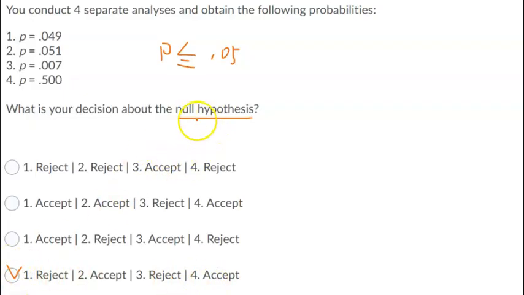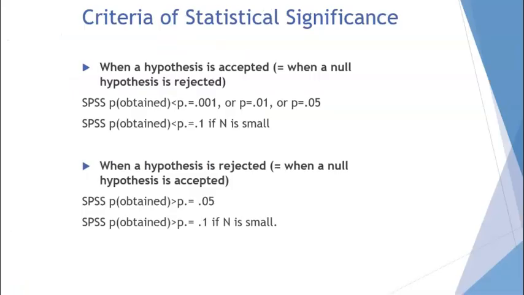So in fact, you have to think well about the null hypothesis. That means that when you reject, the p is less than 0.05, and when you fail to reject, p is greater than 0.05. So you have to think well about that. And then this is the criteria of statistical significance.